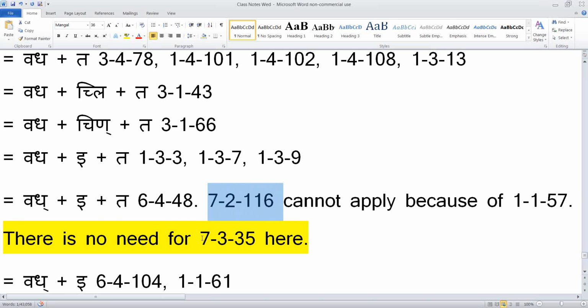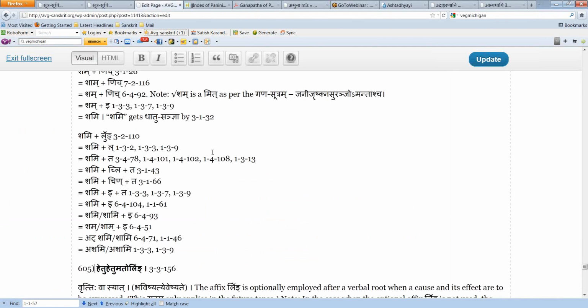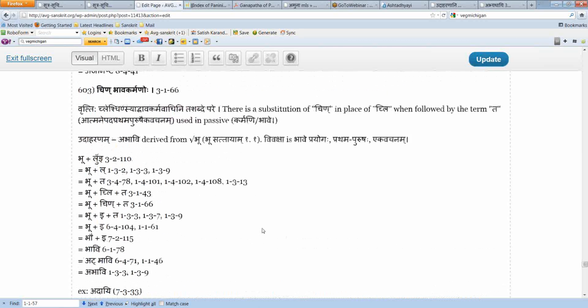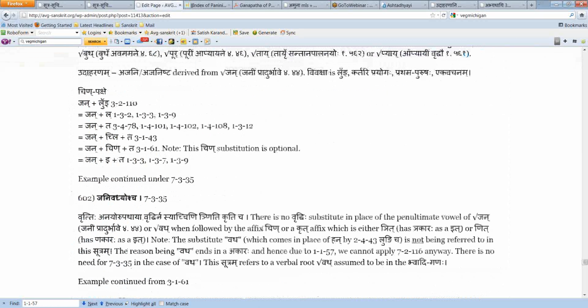Now one more thing is that we don't need the sutram 7.3.35 here, the Janivadhyoscha, which we saw today in the class. We just talked about that, that sutram we don't need over here, because Vadha is this Vadha adesha, which comes in place of han. That is the adanta adesha. So there is no need for 7.3.35, because of achah parasmin purvavidhau, we cannot apply 7.2.116 anyway.